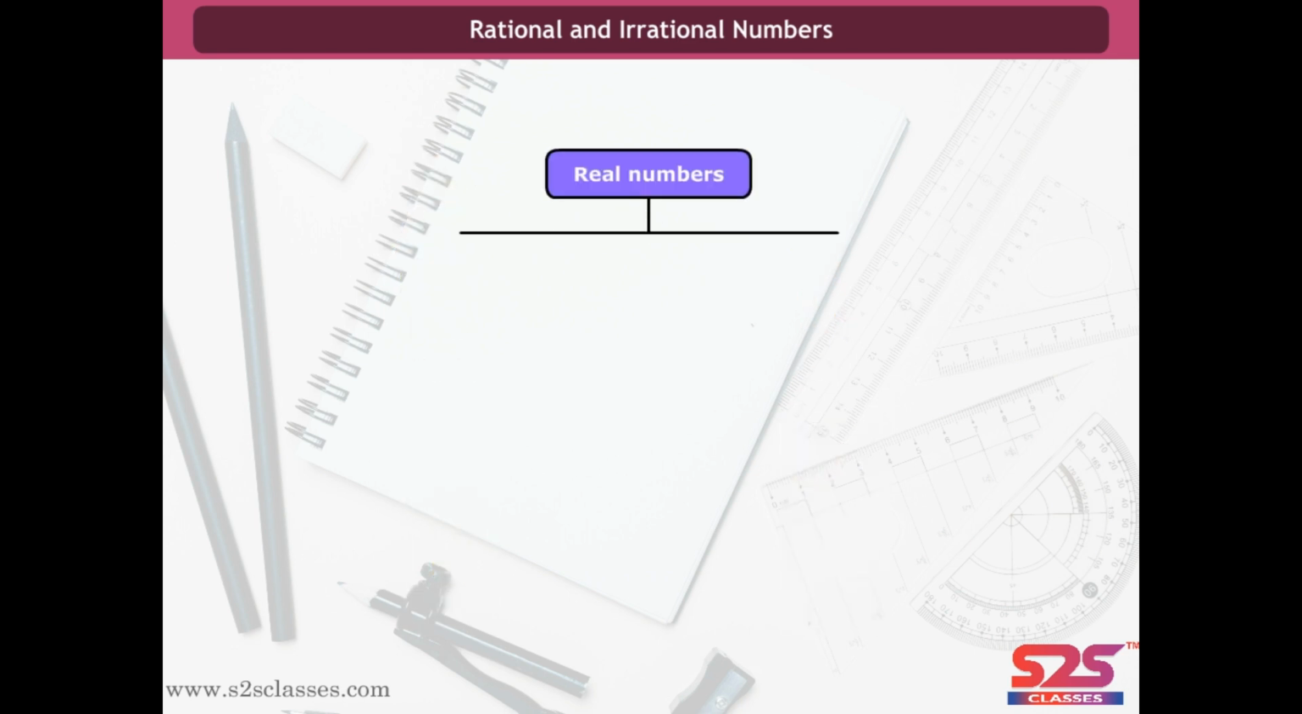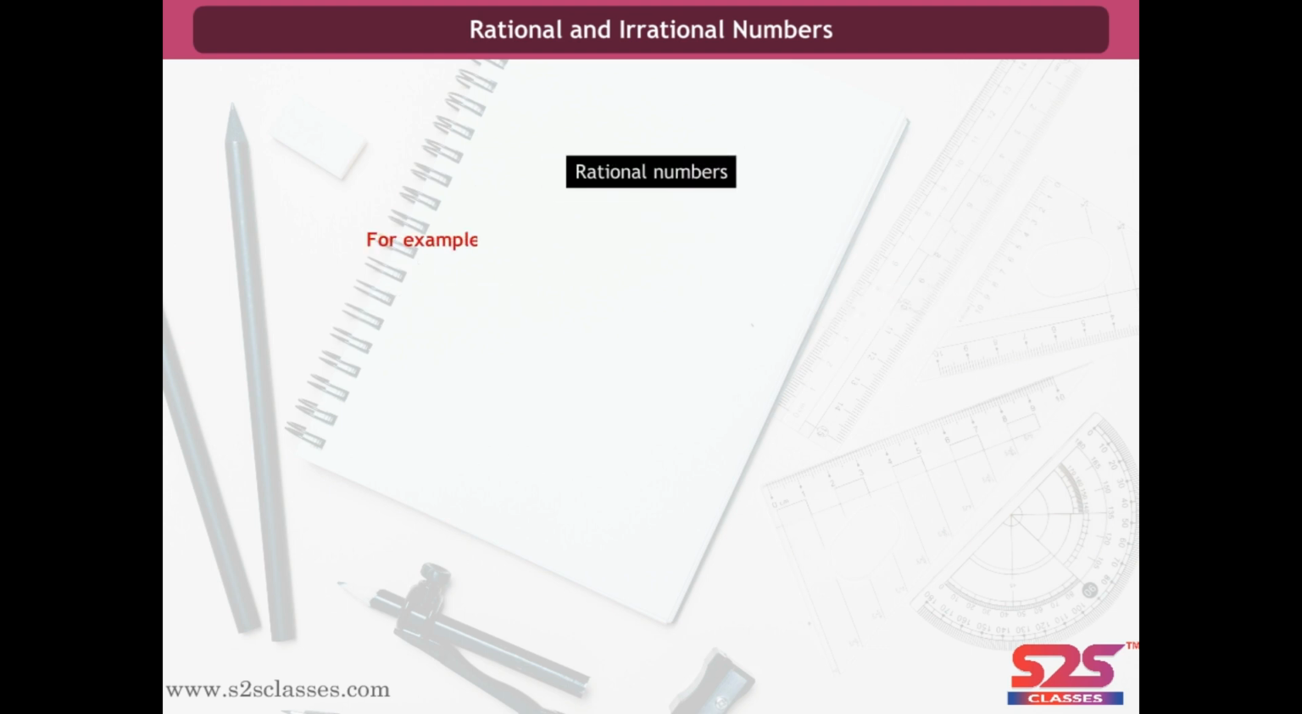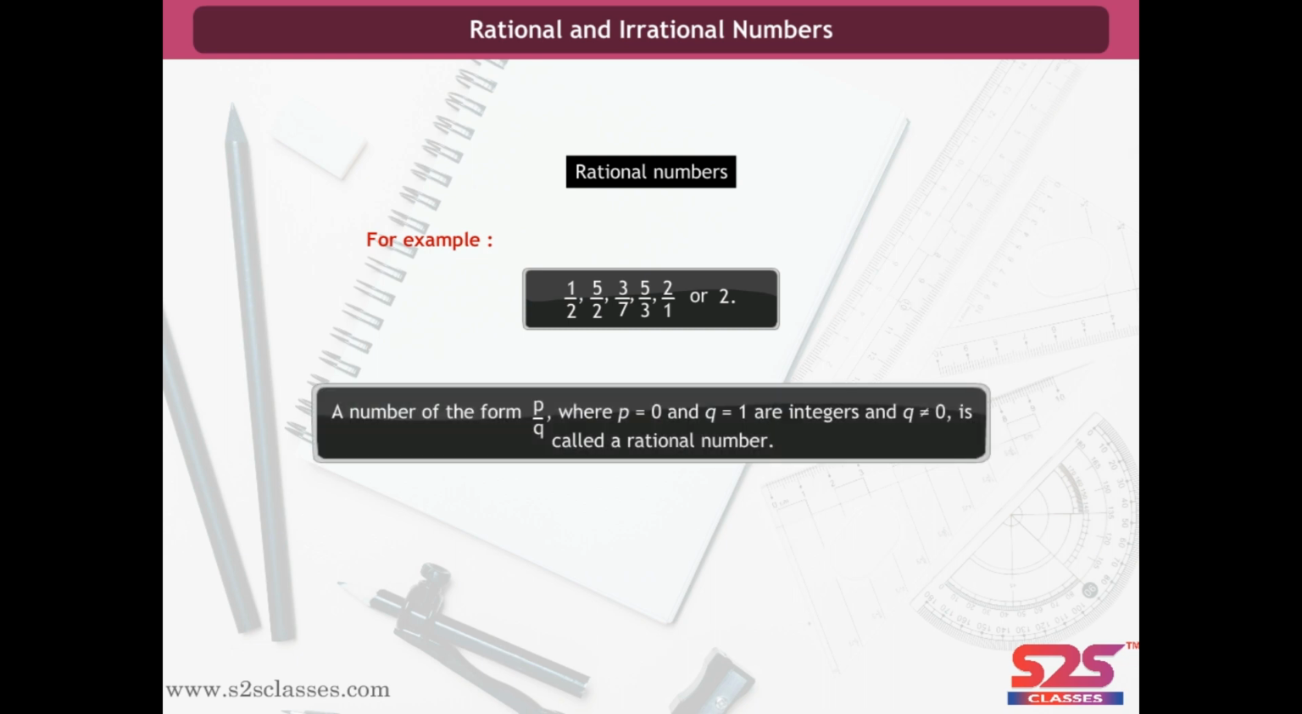Real numbers include rational and irrational numbers. Let us first look at rational numbers. For example, 1 by 2, 5 by 2, 3 by 7, 5 by 3, 2 by 1 or 2. These are all rational numbers. That is, a number of the form p by q, where p and q are integers and q is not equal to 0, is called a rational number.